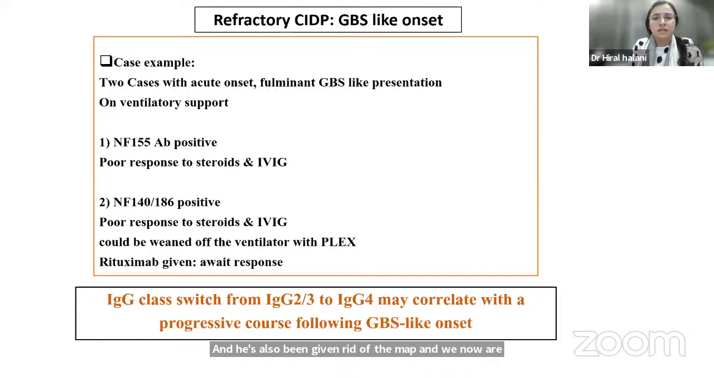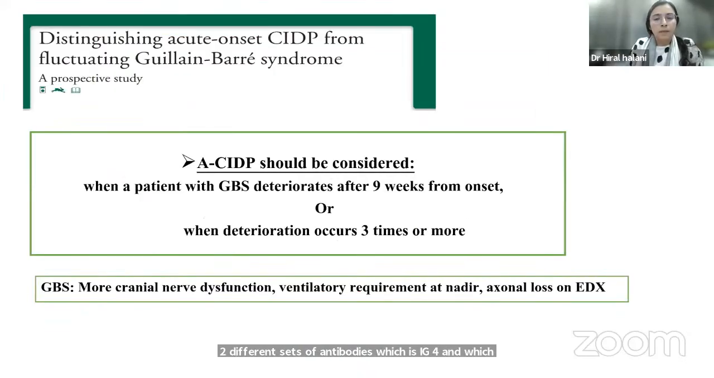So what happens in this GBS-like onset presentation is that initially the antibody class is IgG2 and IgG3, which are responsive to the typical conventional therapies, but then they switch to a different class of antibodies, which is IgG4, and which will produce a progressive course from the acute GBS-like beginning. But nevertheless, it is important to differentiate acute onset CIDP from GBS because the treatment implications differ.